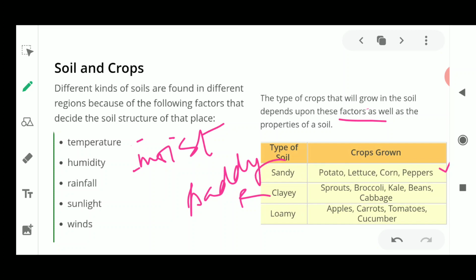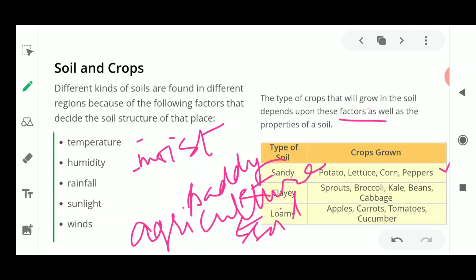Next is the loamy soil. Loamy soil is a soil which contains the optimum level of particles as well as moisture as well as air. It is the best soil for agriculture. So many crops could be grown. Some examples are written here: apples, carrots, tomatoes and cucumber. These could be grown in loamy soil very easily. And there could be many other crops which could be grown in loamy soil. So I think this is the best soil for agriculture, and that is why I told you that it is also known as agriculture soil. Why? Because many crops could be grown in this soil very nicely.